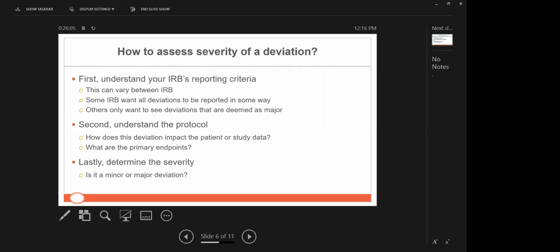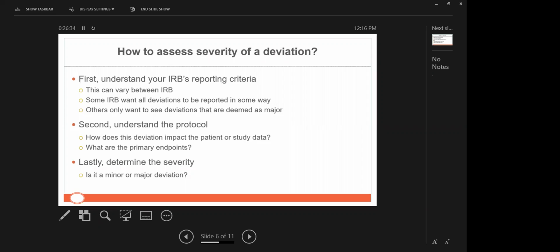Okay, the second thing you want to do is understand the protocol. How does this deviation impact patient safety in the study? And how does it impact the study data? Does this deviation somehow alter the results in a way where we can't have a standard way to generalize the results at the end of the study? A lot of times this refers to whether it impacts the primary endpoints.